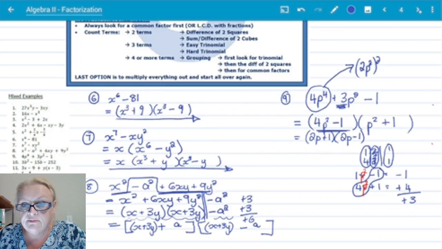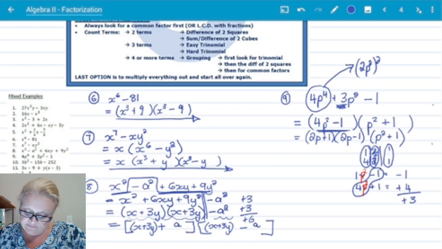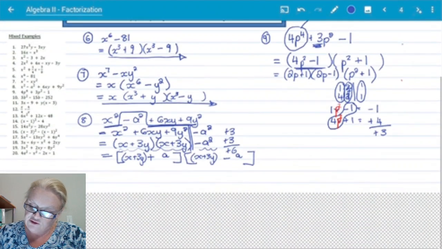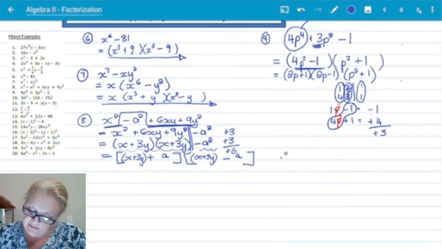Got it? But now what about this guy? Can he go further? Nope, because he's a plus. So this is not a difference of squares. It's just a plus of 2 squares. So we're going to keep this as a p squared plus 1. No change. And I'm going to do one last question with you guys. And then I'll leave the rest of the exercise for you to do independently.